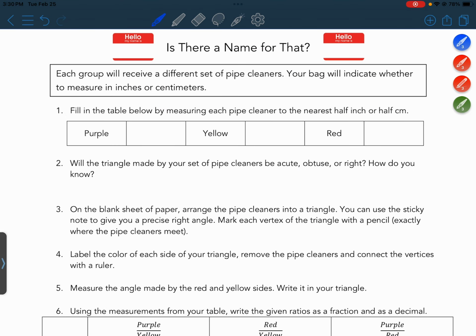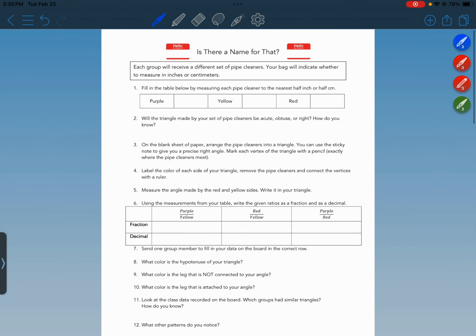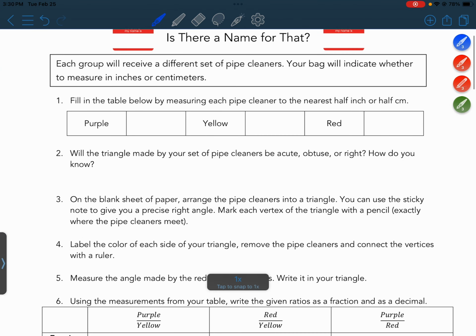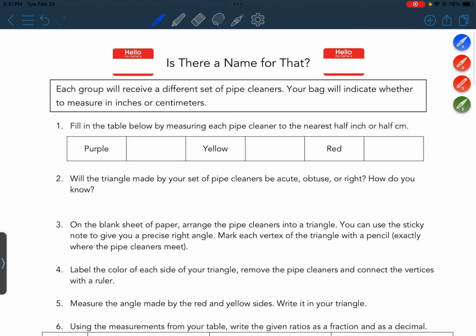All right, so here's the activity. You've got several questions on the first page, 12 questions to get through. Your reader today is going to be number 4. Here's what you need to have for this activity. Everybody needs a copy of the activity, a ruler, a protractor. Each table is going to get a bag of pipe cleaners. You're also going to get a sheet of paper that you're going to use when you get to question number 3. And pretty much I think that's all.